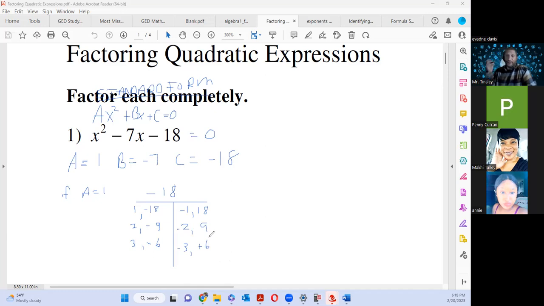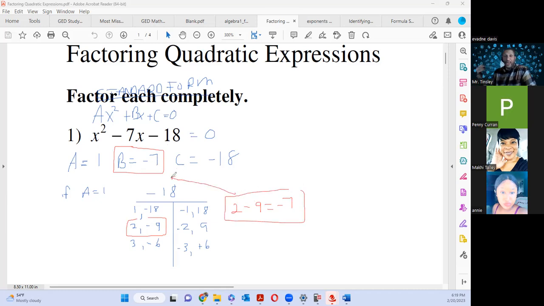So now we have all our factor pairs. We have 6 pairs. Our next step is to find the pair that's going to give us -7. Which pair, if we combine together, will give us -7? The second pair. So this right here. Why? Because 2 minus 9 equals -7.